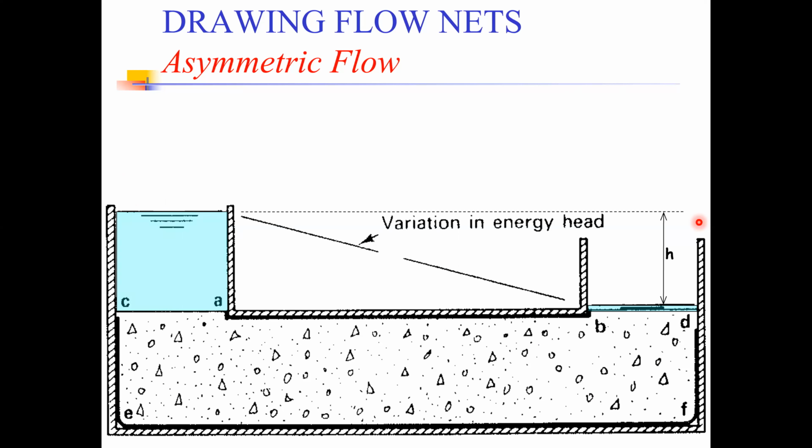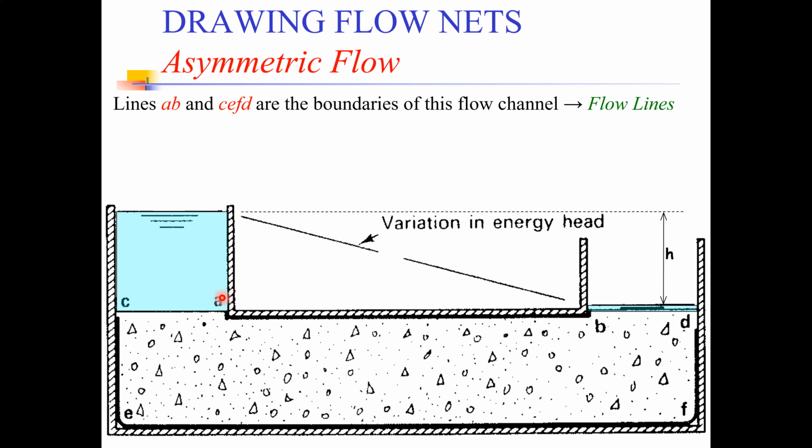So how can we draw the flow lines? The first principle is that in order to draw the flow lines, they are parallel to the impermeable boundaries or the no flow boundaries. So what are the impermeable boundaries here? The impermeable boundaries here are represented by the points A, B, and C, E, F, D. If you look closely, these lines represent the impermeable boundaries. So because they are the impermeable boundaries, we can draw the first flow lines by following the path of these impermeable boundaries, as we have drawn here.